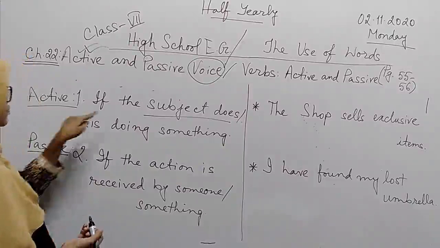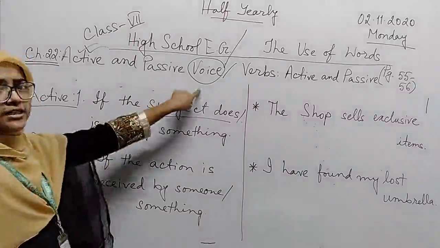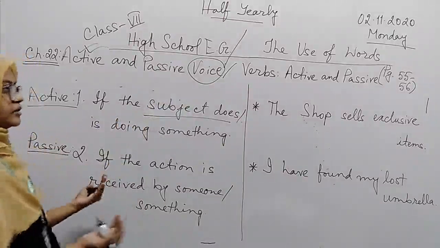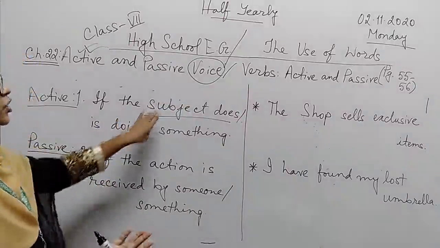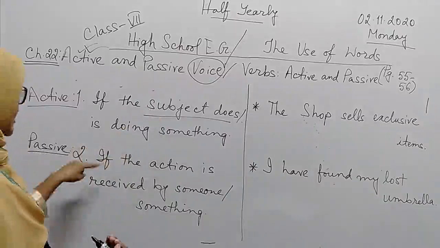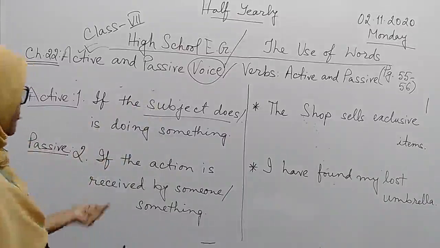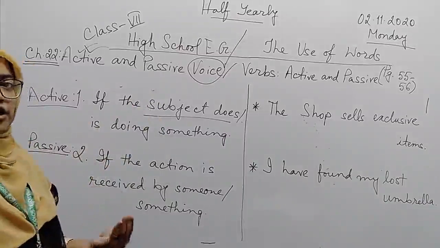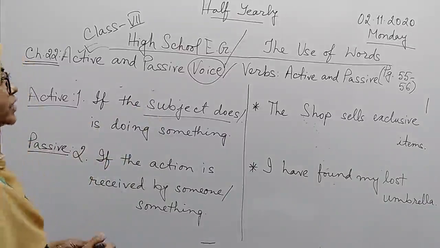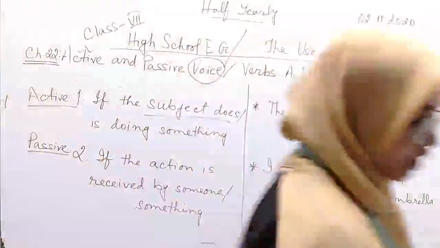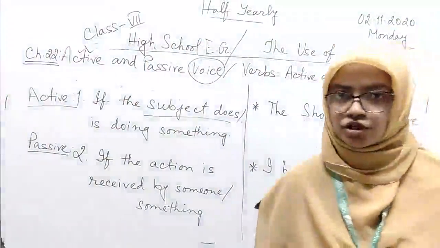Alright? So the first thing done by the voice is showing the activity, the physical activity of the subject. And the second thing the voice does is show someone or something receiving the action, being passive, not being active. I hope you understand that. You will understand it more and better when you start reading it from your books.